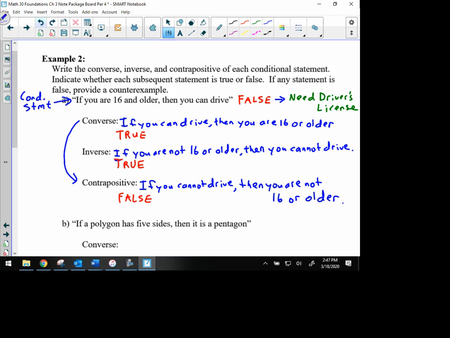And because it is false, we need a counterexample. So that would be the same thing. If you cannot drive, we could say they don't have a driver's license, so same thing. Or maybe they're injured.